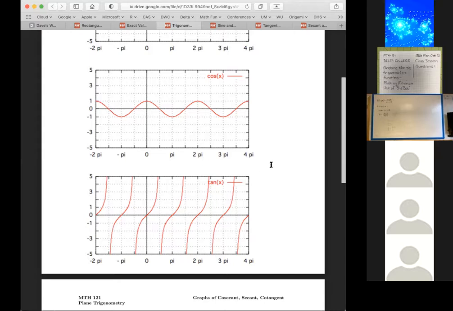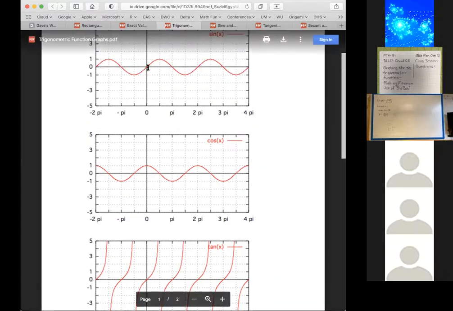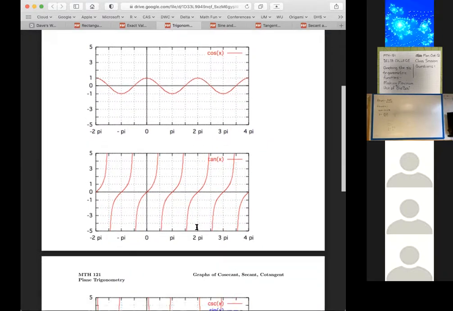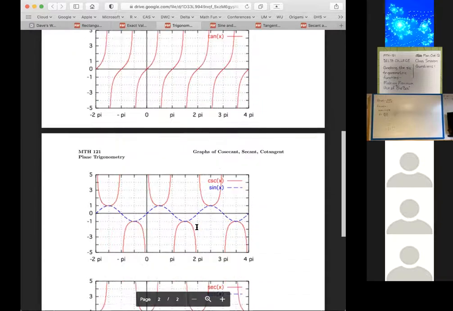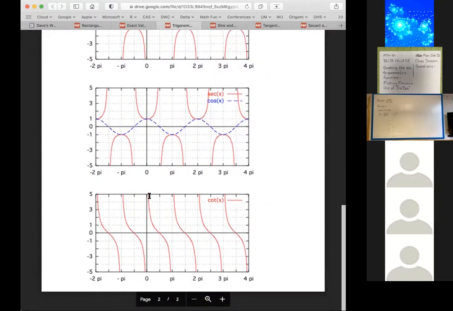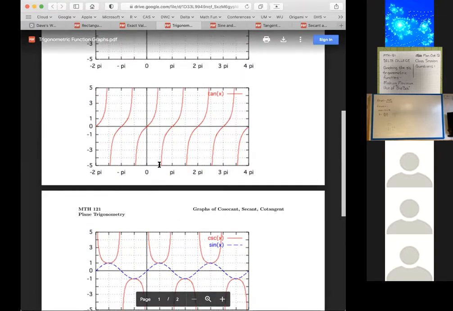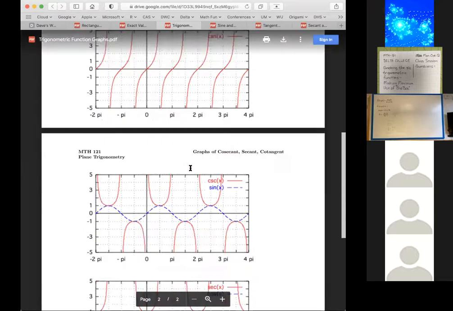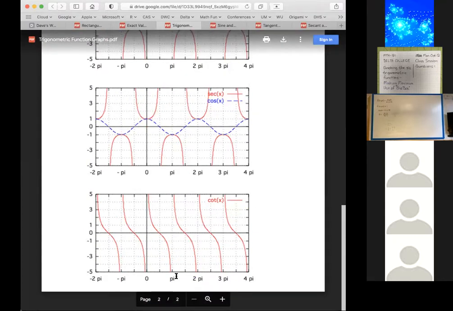Every trigonometric graph has its own period. Sine and cosine repeat after 2 pi units. Tangent and cotangent, I'll show you the cotangent graph in a second, down here. Tangent and cotangent graphs repeat every pi units. Notice the tangent graph goes up from left to right, and the cotangent graph goes down from left to right.